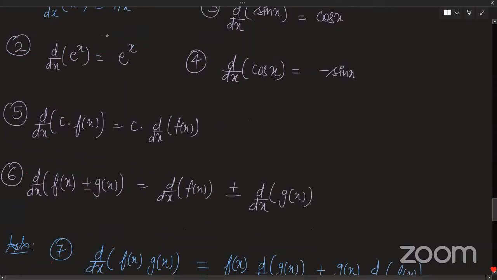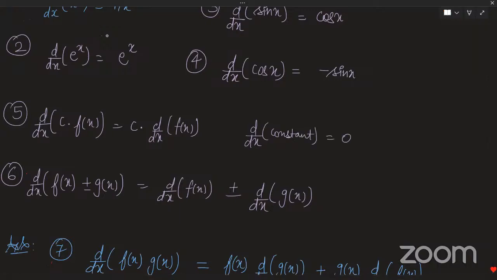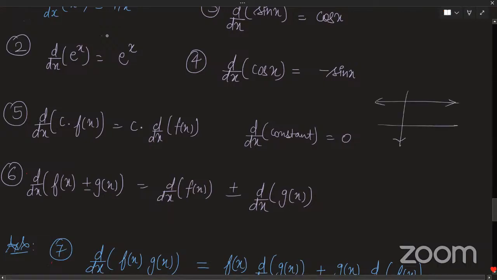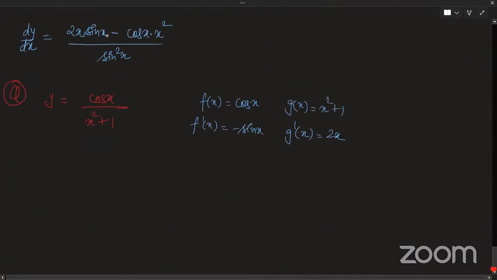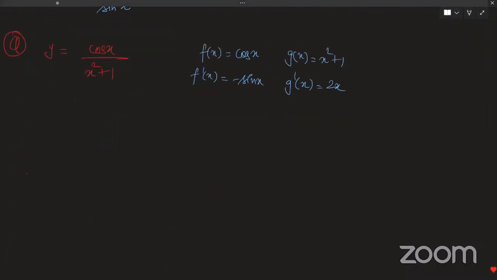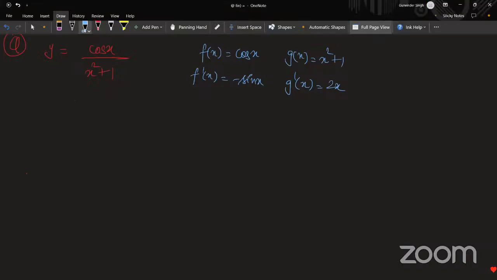You can just mention that d by dx of a constant, what is it? 0, sir. Why is it 0? Because the slope is 0, right? If you plot a curve that is y is equal to some constant, it is parallel to the x-axis. So its slope is 0. That is why dy by dx of a constant is 0. Okay. So let us see if we can do this.